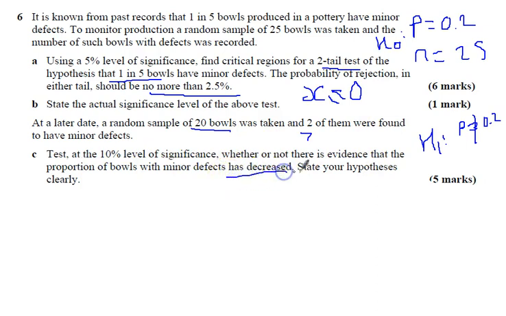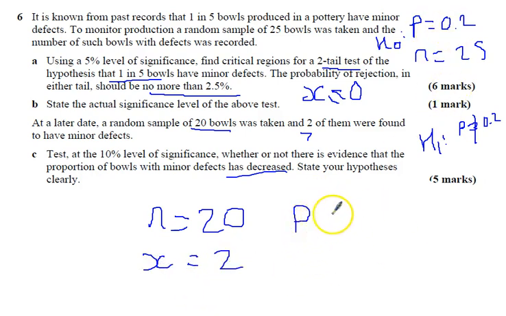So everything has changed. This is a brand new question, and the fact that it's told us it's decreased means that we've got a one-tailed test here. We're putting all that 10% on it being lower. So this time n is reduced to 20 bowls. 2 of them are found to have defects, so that is x equals 2. The probability that we're testing is, I presume, still 0.2. It hasn't said anything different, so we're still using that. And we've got a 10% significance level. That's what we're testing to.